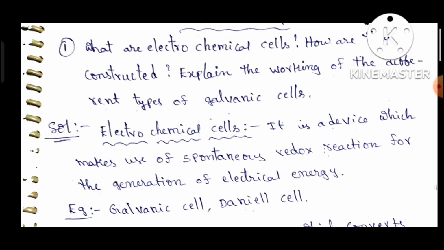An example is the galvanic cell, and the Daniel cell is used as an electrochemical cell. That means these galvanic cells are based on electrochemical cells.